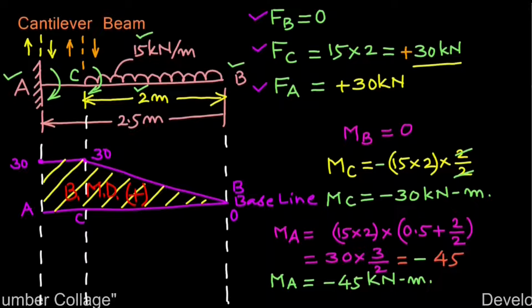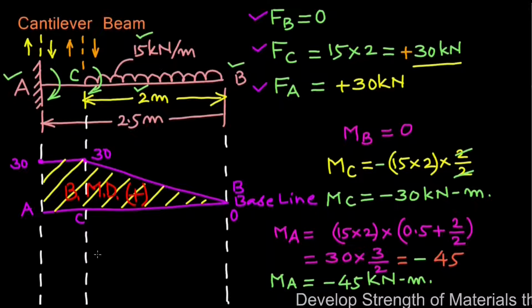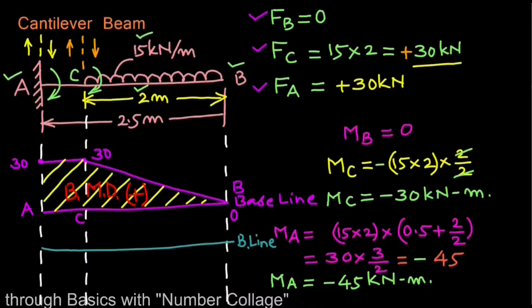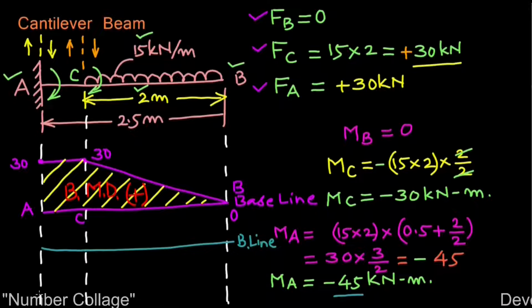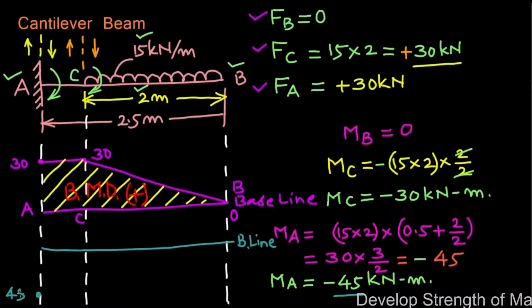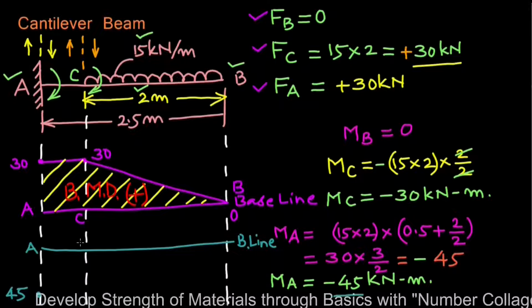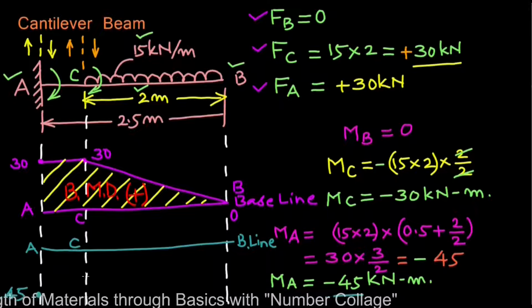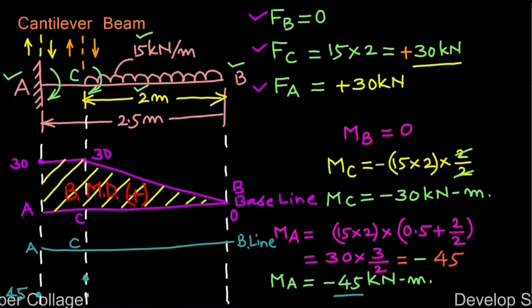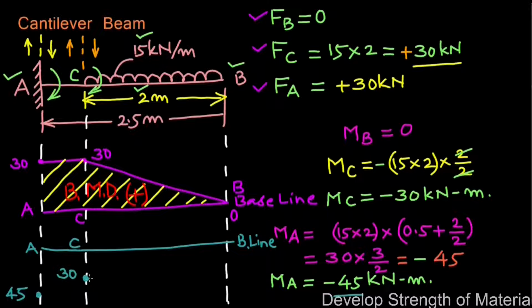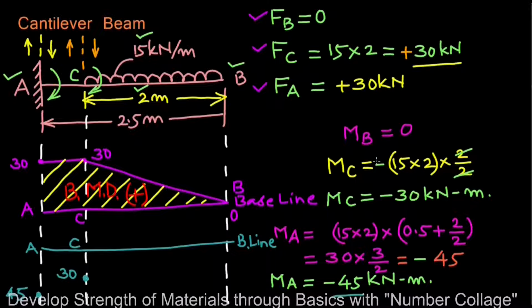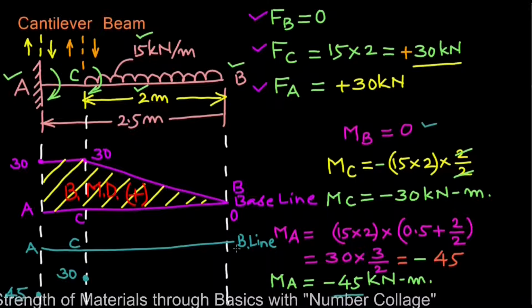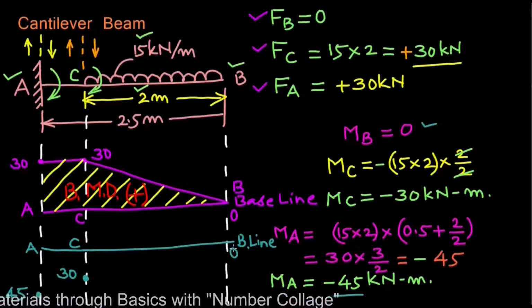For drawing the bending moment diagram, we will first draw the baseline. The magnitude of MA being maximum, 45, we will locate this point over here and mark 45 at point A. Bending moment at point C is minus 30 kilonewton meter. So we will mark a point of magnitude 30 kilonewton meter at C, and bending moment at point B being 0, we will mark point 0 at B.